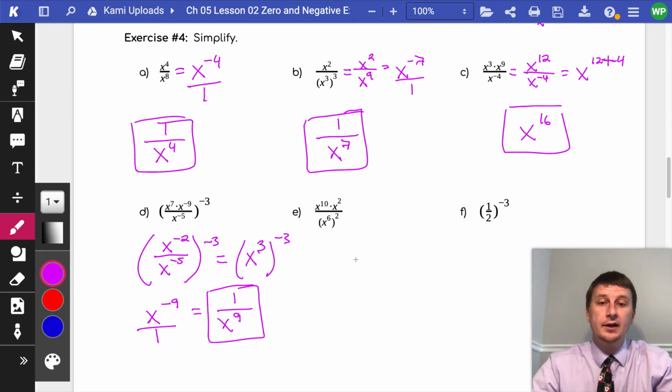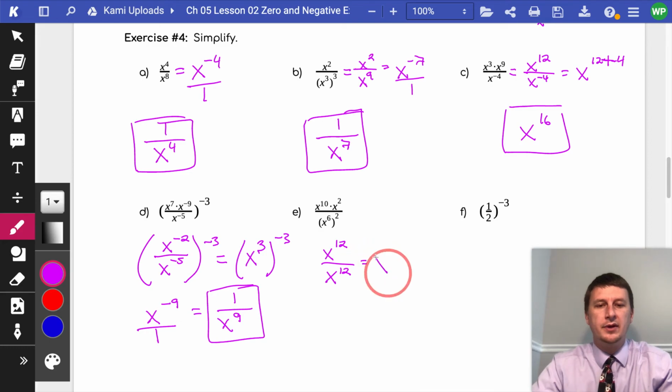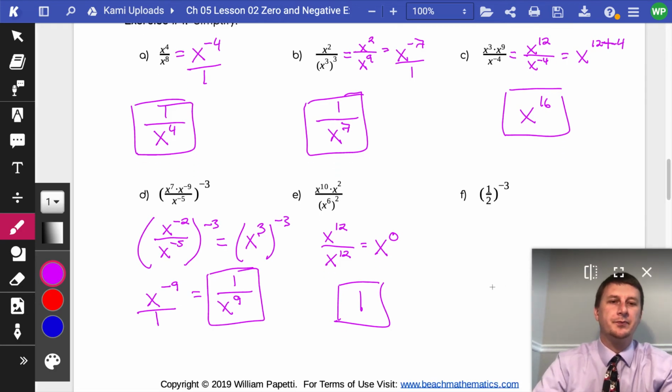In part E, we're going to simplify that top again, that numerator. We're going to have x to the 10th times x to the 2nd, and we're going to get x to the 12th power, because we add our powers there. And on the denominator, we're going to get x to the 6th to the 2nd, and that's going to be the power of a power property, where we multiply 6 times 2 to get 12. Now, x to the 12th divided by x to the 12th is going to be the quotient rule, where we do 12 minus 12 and get 0. And we know that anything to the 0 is going to be equal to 1, except 0, of course.